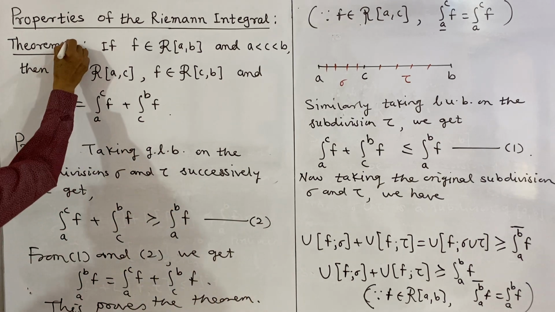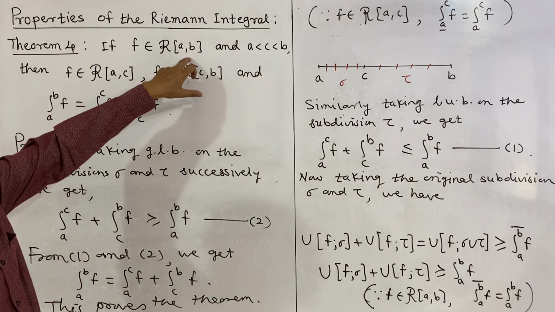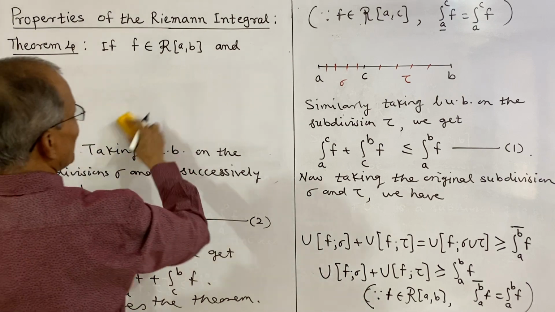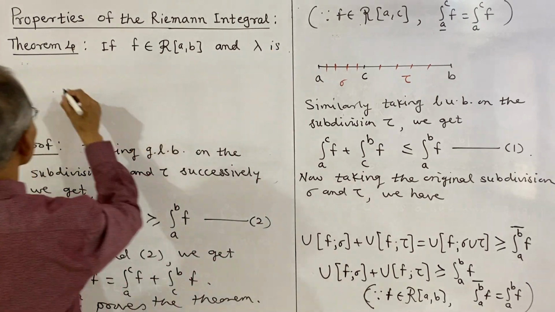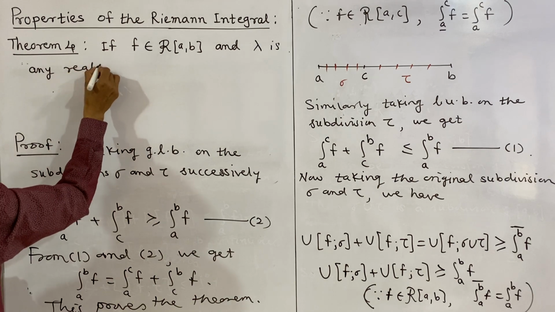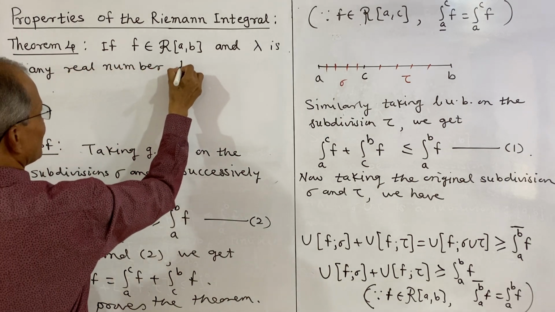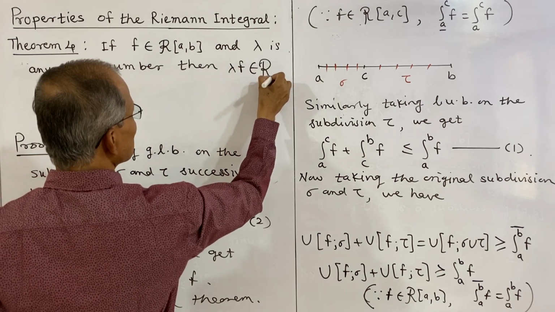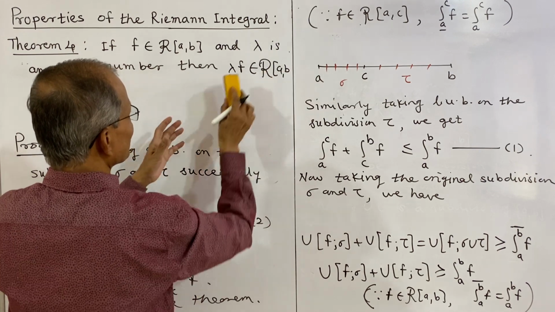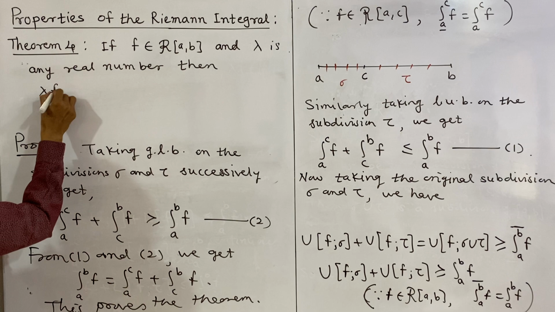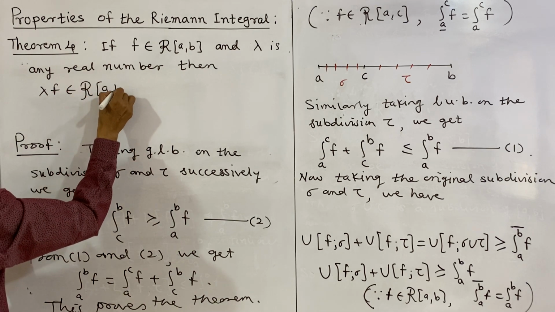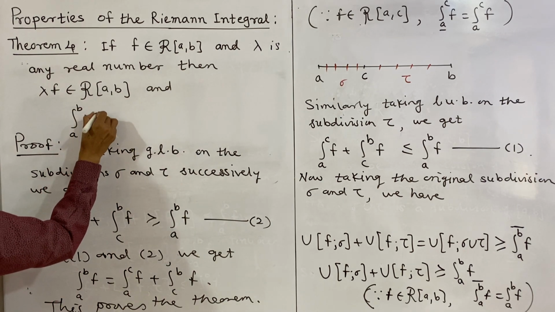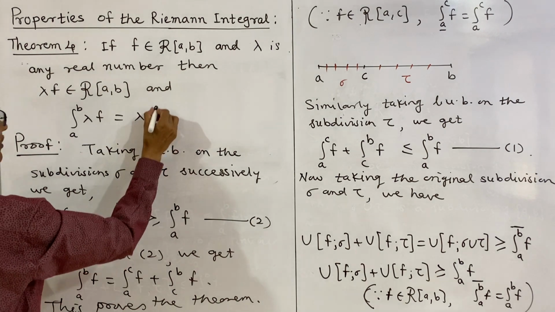Now we shall state theorem number 4. If f is a Riemann integrable function over the interval a to b, and lambda is any real number, then lambda times f is Riemann integrable over the closed bounded interval a b, and integral a to b of lambda times f is equal to lambda times integral a to b of f.